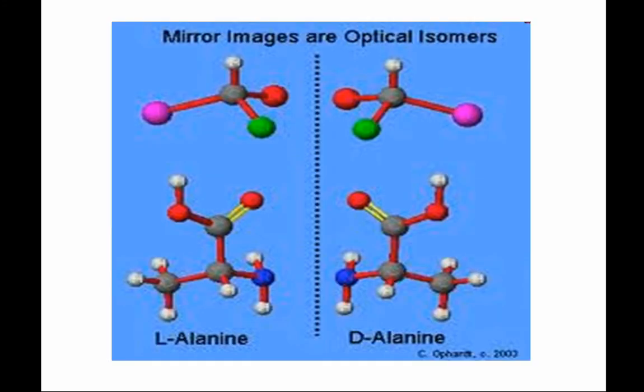Here are some other examples of mirror image molecules, so to speak, or enantiomorphs. They are also referred to as optical isomers. Stereoisomers kind of says the same thing. Here's another type of isomer.